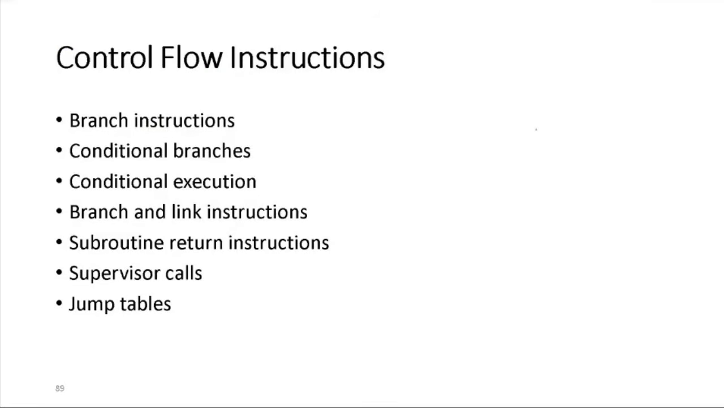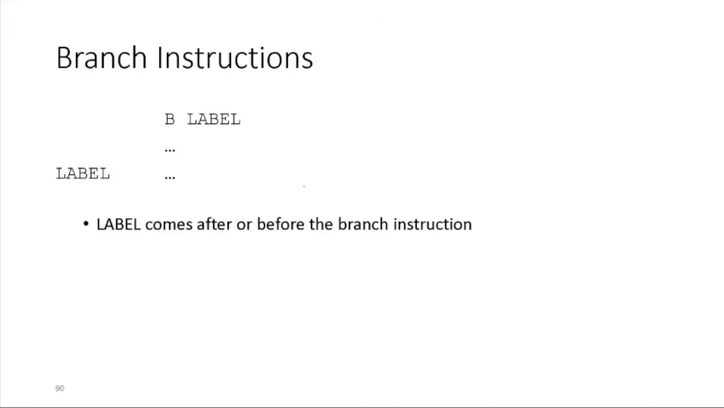So coming to the control flow instructions. These are various control flow instructions we have: the branch instruction, conditional branches, conditional execution, branch and link instructions, subroutine return, supervisor call, and jump tables. There are many variants here. We will see one by one.